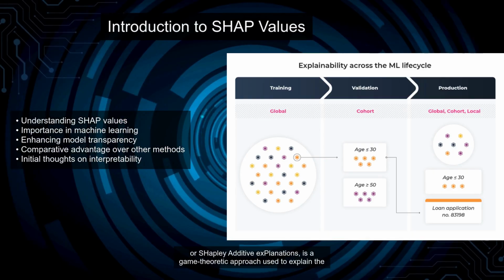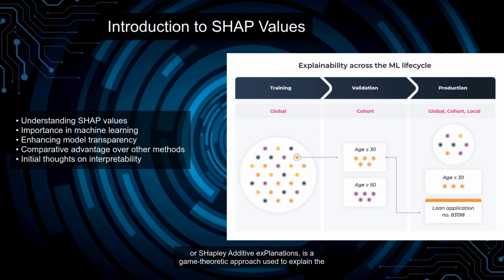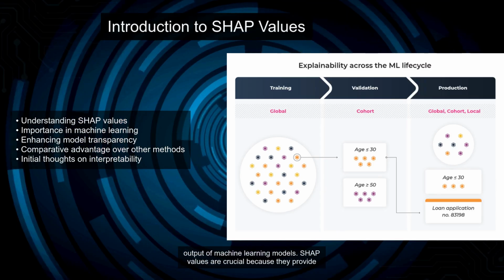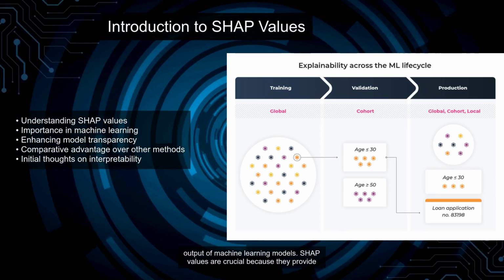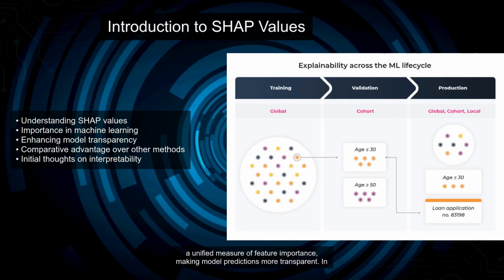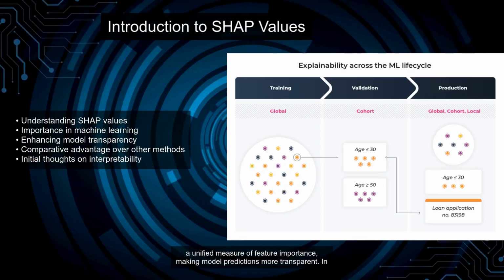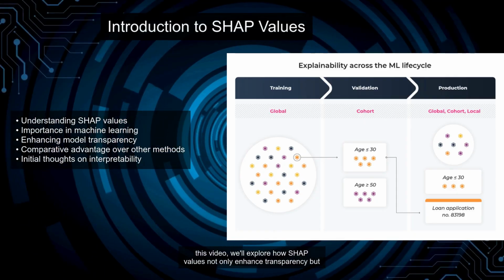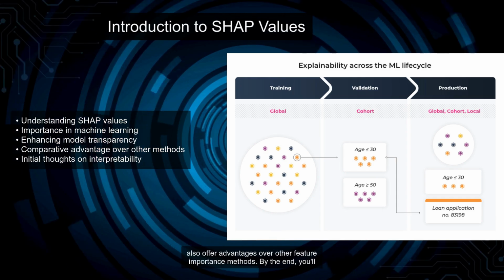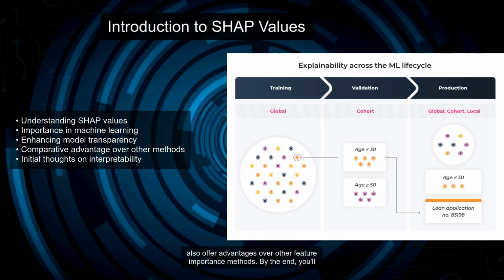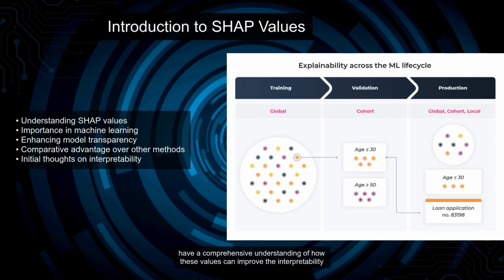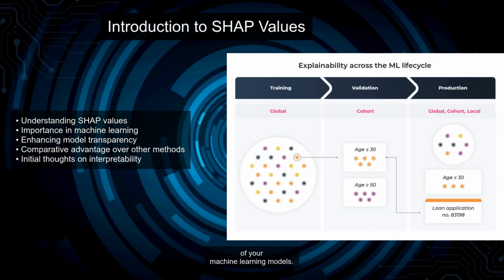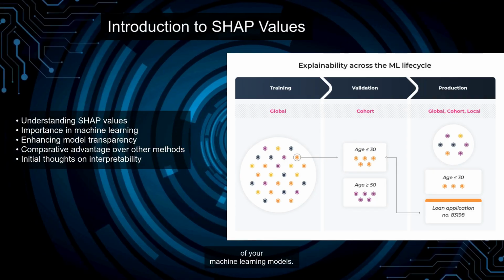SHAP, or Shapley Additive Explanations, is a game-theoretic approach used to explain the output of machine learning models. SHAP values are crucial because they provide a unified measure of feature importance, making model predictions more transparent. In this video, we'll explore how SHAP values not only enhance transparency but also offer advantages over other feature importance methods. By the end, you'll have a comprehensive understanding of how these values can improve the interpretability of your machine learning models.